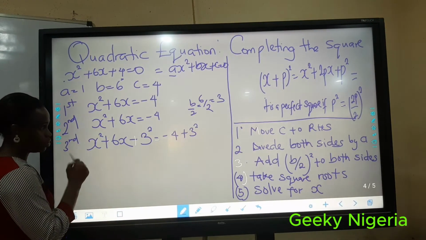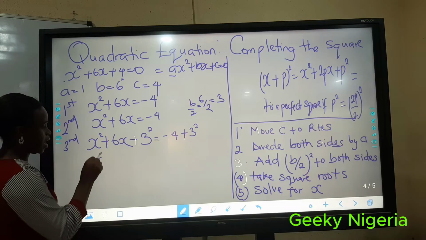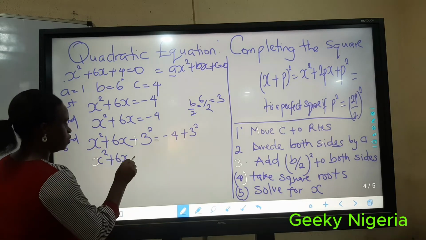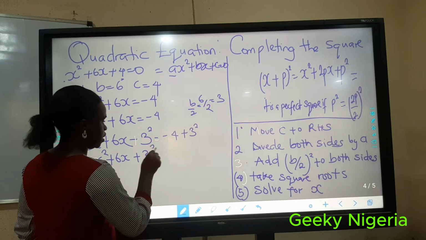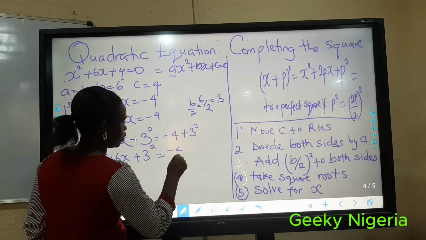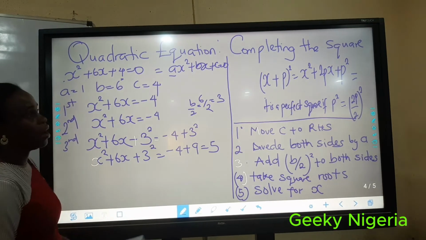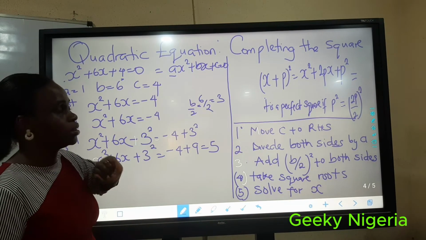So we continue, we have to finish it. We have it here as x squared plus 6x. We leave that plus 3 squared is equal to minus 4 plus 9. This one will give us what? 5. So now I wrote this equation down, right?